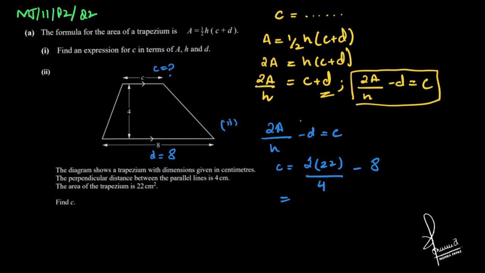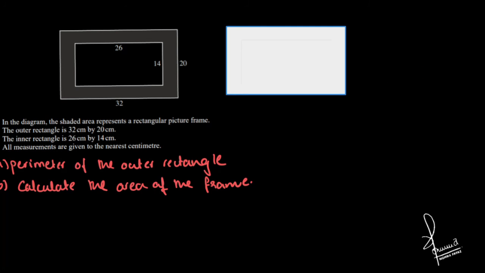So 2 ones are 2, 2 twos are 4, 2 elevens are 22, 11 minus 8 will give you c, which is equal to 3. So 3 centimeters is your answer. Again, do not forget the unit. There's one more part of the same question.